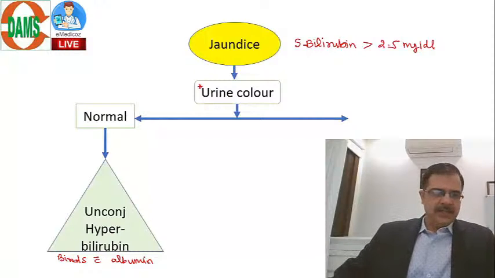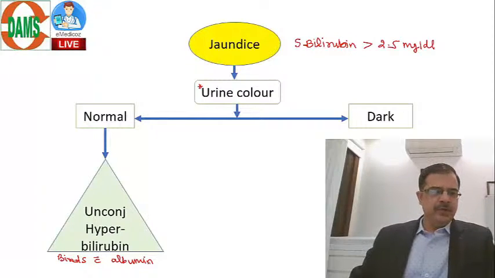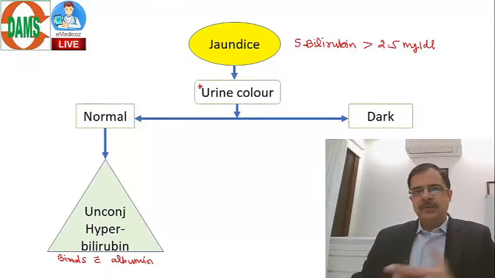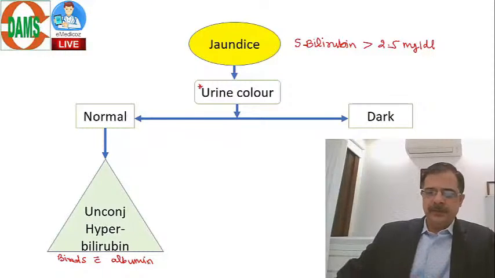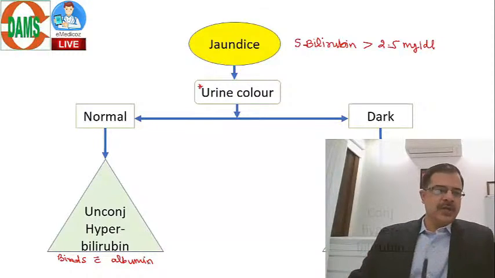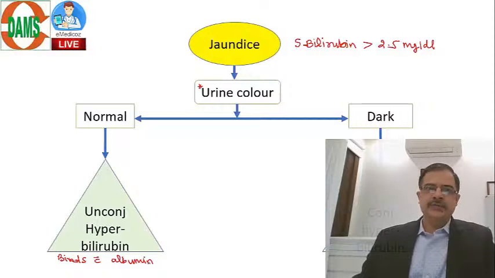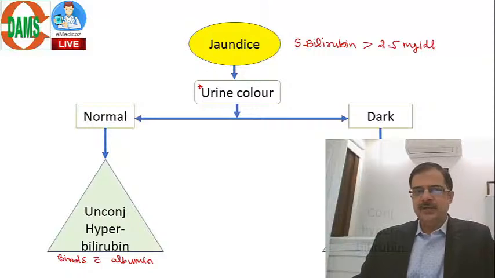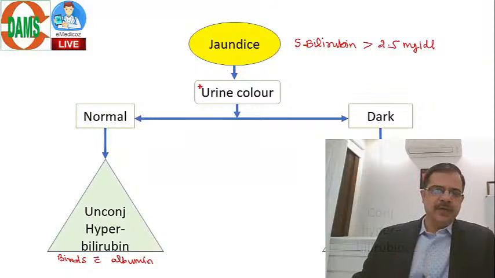While the other will be if the urine color is dark. If the urine color is dark, that means the bilirubin is going into the urine, and that bilirubin will be a conjugated bilirubin. So if urine is dark, then it is a case of conjugated hyperbilirubinemia. So this is how, by asking a simple clinical history, we can make the initial diagnosis whether it is unconjugated or conjugated high bilirubin levels which are responsible for the case of jaundice.